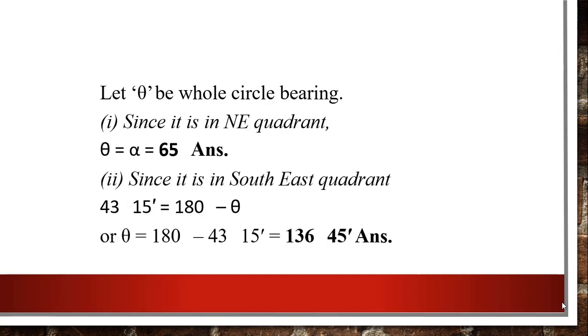Let theta be the whole circle bearing. Since the first bearing lies in the first quadrant, the reduced bearing is equal to the whole circle bearing, and the answer of the whole circle bearing is 65, the same as the RB value. Now, for the second solution, since it is in the southeast quadrant, for getting the whole circle bearing you have to deduct the RB value from 180 degree, that is 180 minus 43 degree 15 minutes, and you will get the whole circle bearing as 136 degree 45 minutes.